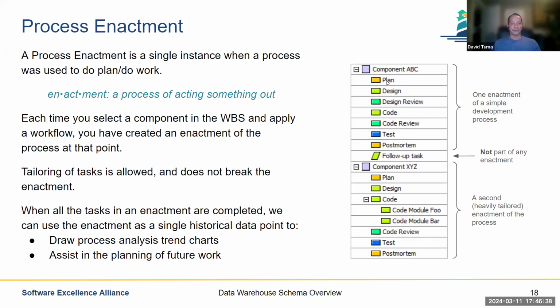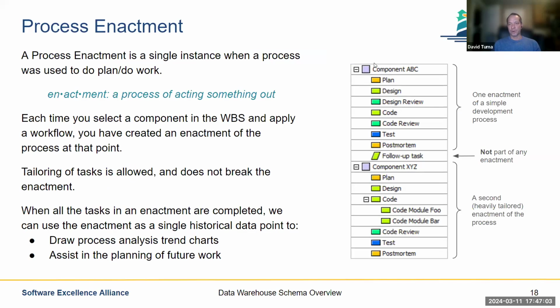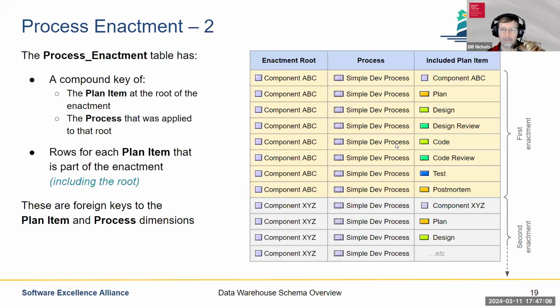Yeah, okay. So Brad had asked about the columns, and so I'm going to show you what the process enactment looks like. It's mostly like a fact table, but with three columns. The three columns are the root of the enactment, the process that was applied to that root, and some plan item that is now part of the enactment. So from this example I showed you before, we had component ABC and it had these plan through postmortem. So here's how that would get stored in the database.